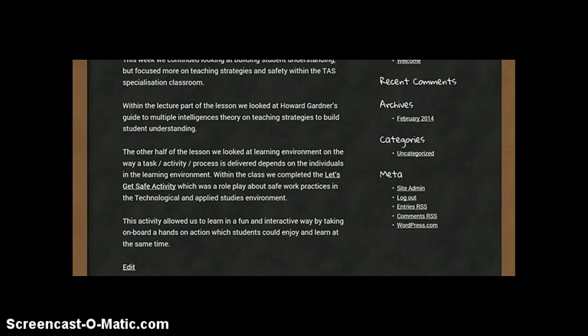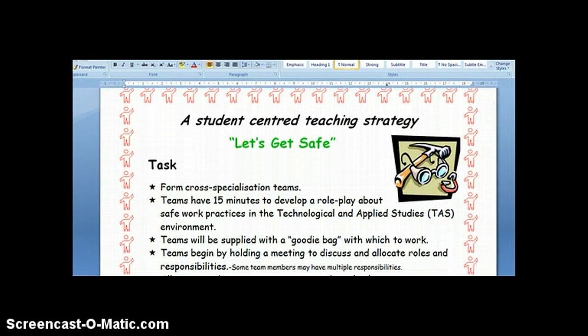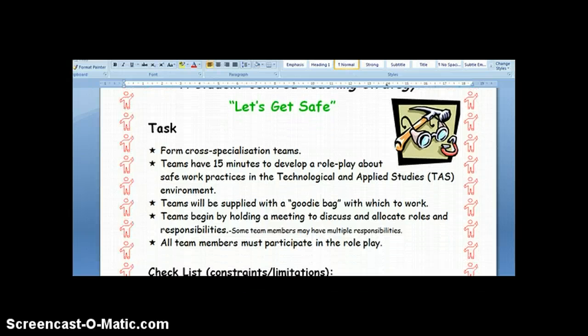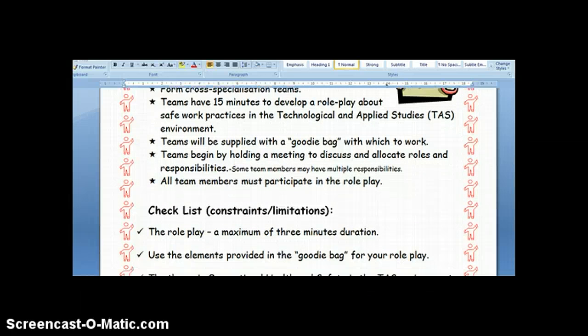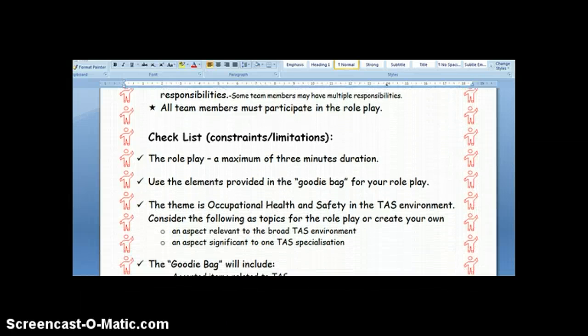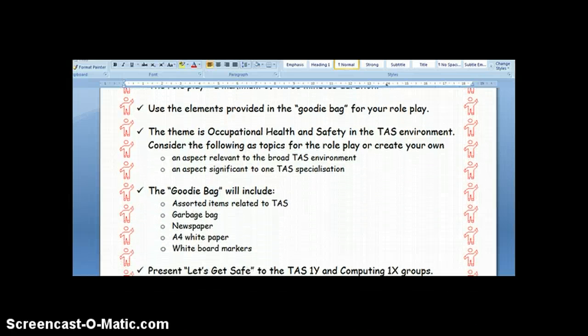Within the class, we completed a Let's Get Safe activity, which was a role play about safe work practices in a technology and applied studies environment. This activity allowed us to learn in a fun and interactive way by taking on board a hands-on action which students could enjoy and learn at the same time.